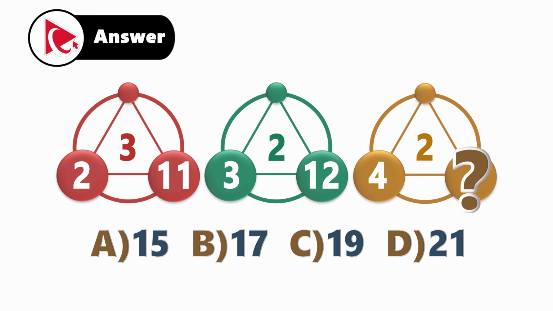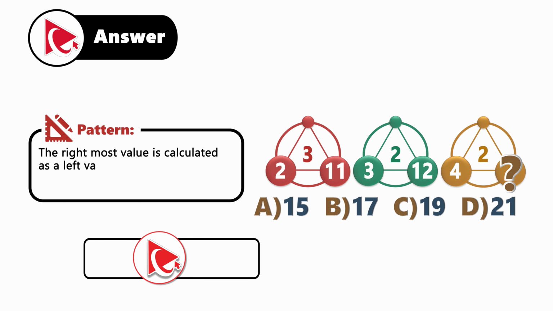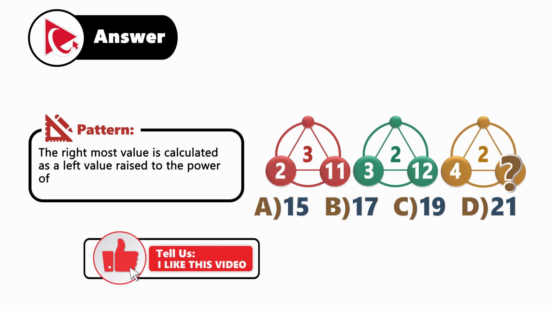If you are a subscriber or might be considering becoming a subscriber, you're probably well aware that the best way to calculate these values is to determine the pattern. The pattern in this case is that the rightmost value is calculated as the left value raised to the power of the middle value, and then a value of 3 is added to the result.